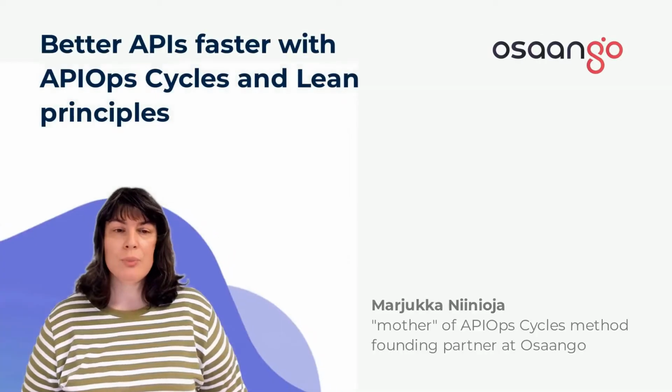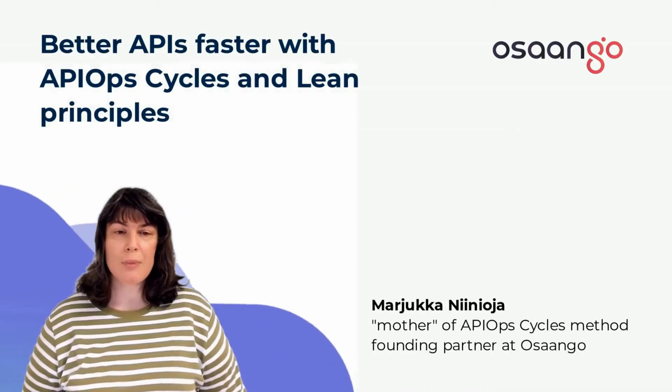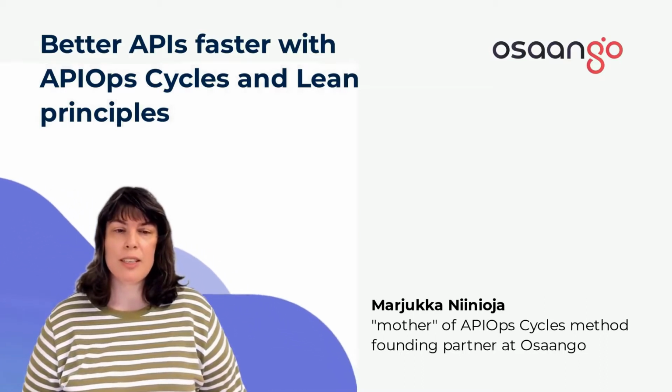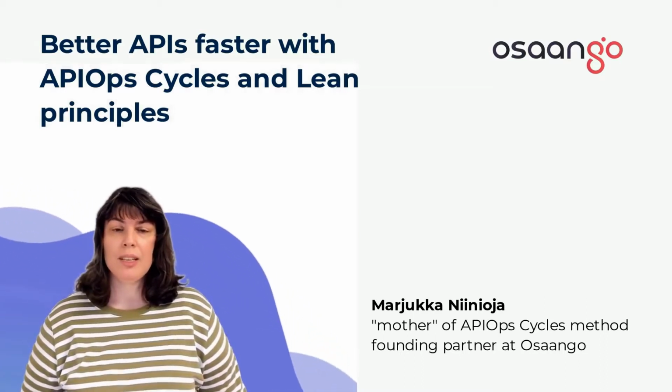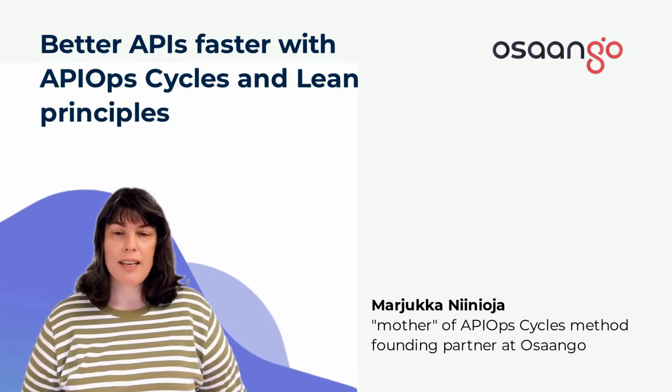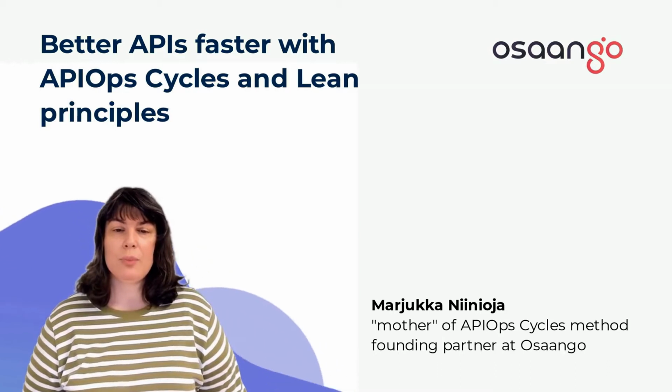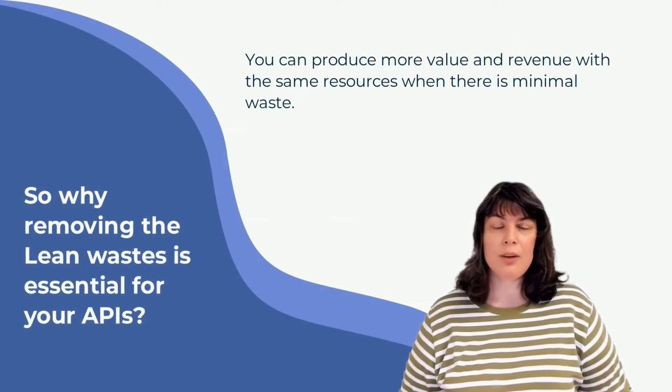The goal of lean management is to improve so-called cycle time and quality. With lean API development and APIOps cycles, the open and business-oriented API development method, you can make good APIs in a short time. DevOps as a technical and cultural practice has roots in lean. Removing the lean wastes is essential for your APIs because waste doesn't bring any value to the customer.